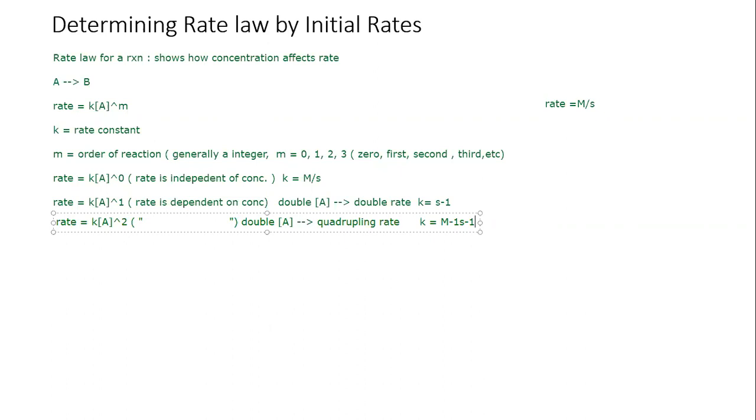And then lastly, we'll look at if it's a third order. And so again, rate is dependent on concentration. So if we triple, or excuse me, if I say we double the concentration of A, the rate increases by a factor of 8.